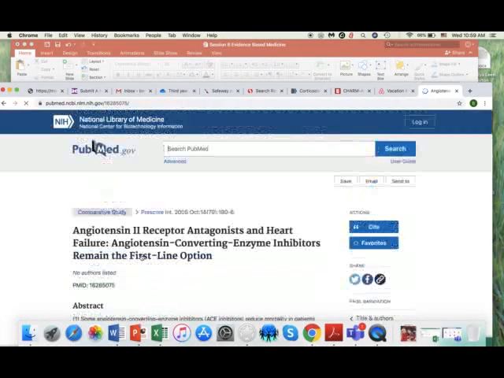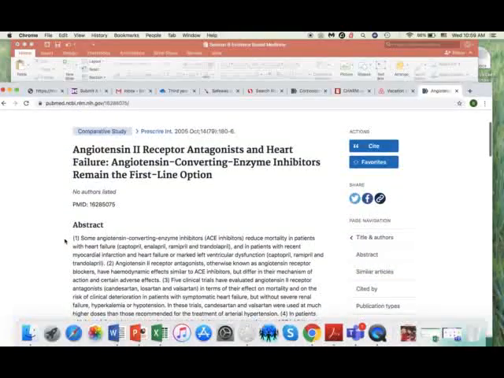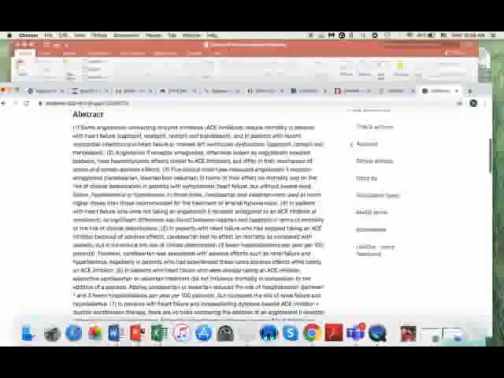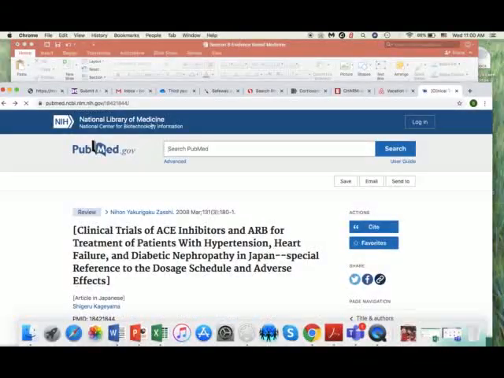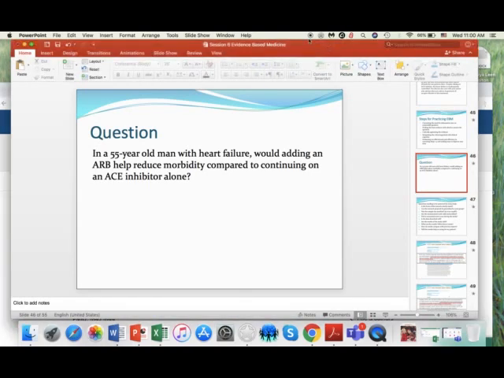This one is talking about angiotensin, so ARBs in heart failure. This study is comparing giving ARBs versus giving ACE inhibitors, and even in the title it's showing you that an ACE inhibitor is likely going to be better than an ARB, but it's not specifically telling you whether adding an ARB to an ACE inhibitor would be the best thing to do.